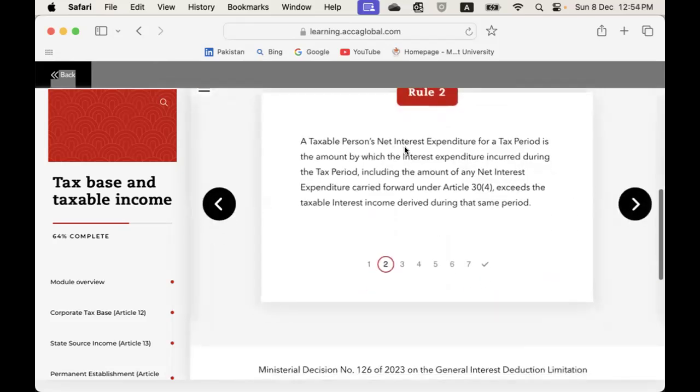A taxable person's net interest expenditure for a tax period is the amount by which the interest expenditure incurred during the tax period, including the amount of the net interest carried forward, exceeds the taxable interest income derived during the same period. So if there is interest expenditure and there is taxable interest income, the difference will be the net interest expenditure.